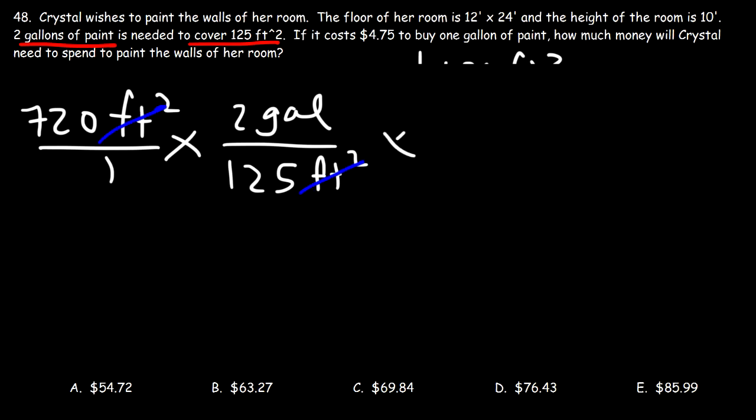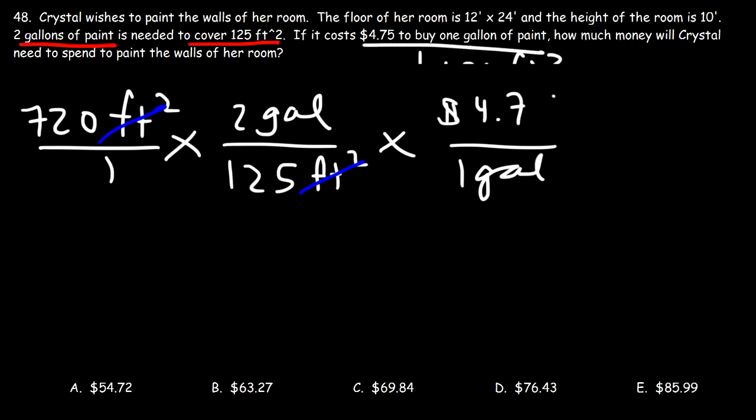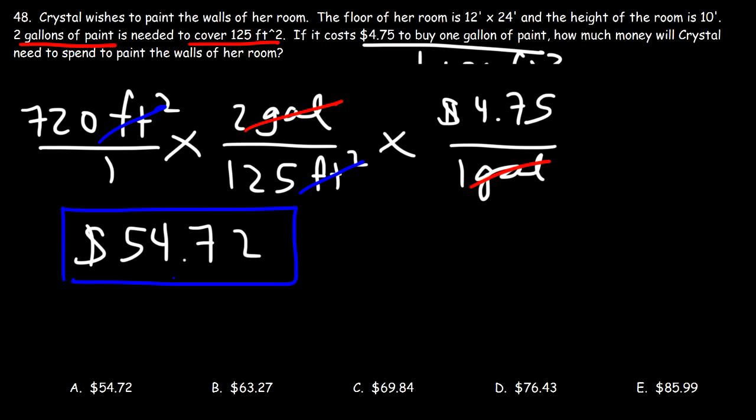And to purchase 1 gallon of paint, the cost is $4.75. So the answer is going to be 720 times 2 divided by 125 times 4.75. And so she needs to spend $54.72 in order to paint the 4 walls of a room. And so this is the answer.